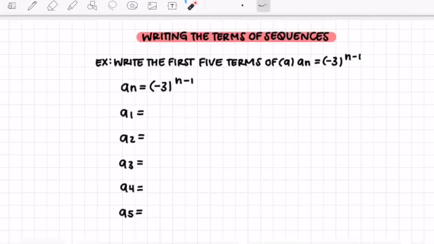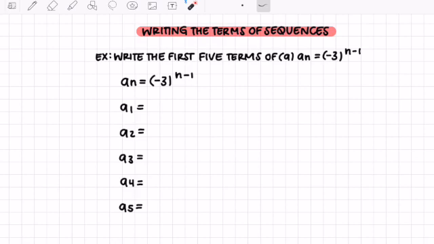For example, if we were asked to write the terms of the sequence of the following function, negative 3 to the power of n minus 1, all I'm going to do is take my n values, which are 1, 2, 3, 4, and 5, and substitute them into n. So I get negative 3 to the power of 1 minus 1. That equals negative 3 to the power 0, which is just 1.